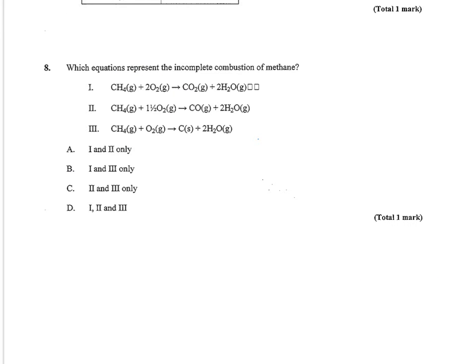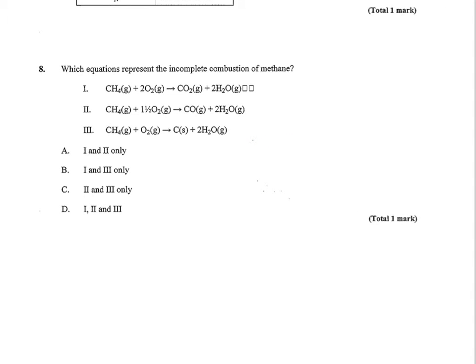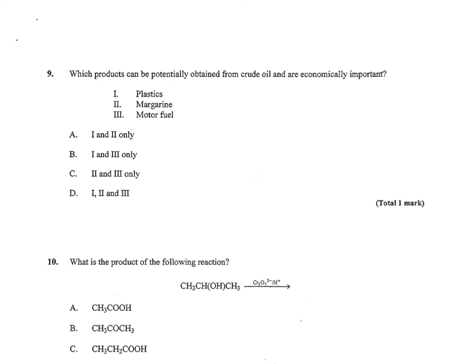Number 7, we're going to eliminate, that's no longer required for IB. Number 8, which equations represent the incomplete combustion of methane? Incomplete means you're either going to form carbon monoxide or carbon instead of the CO2 and H2O. Along with that carbon product, you will still form water. As I look at these, A is showing complete combustion, so that's not possible. Number 2 has both products, CO and H2O, and number 3 has C and H2O. So both 2 and 3 work for incomplete combustion, so C would be my correct choice.